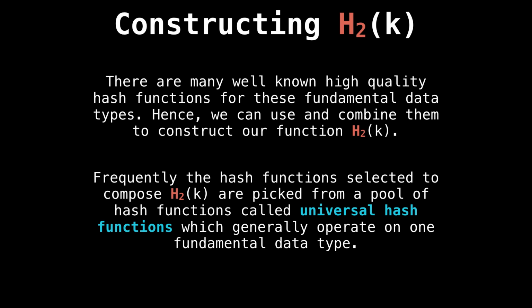Luckily, there are many well-known hash functions for these fundamental data types, and we can combine them when we want to construct our new hash function, h2 of k. Frequently when we compose hash functions, we select them from a pool of hash functions called universal hash functions, which generally operate on these fundamental data types, which is quite convenient.